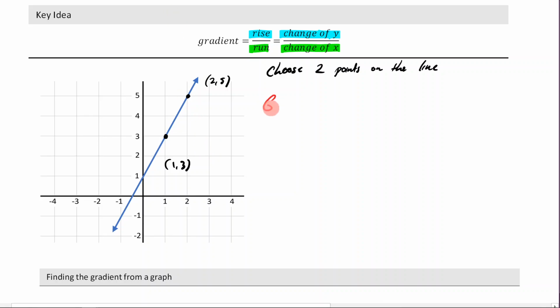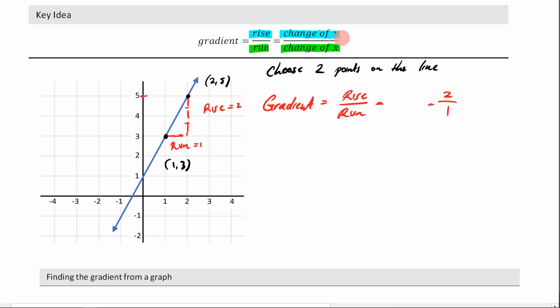So I'm going to find the gradient of this by considering my rise over my run. 1, 2. So this has a rise of 2. This has a run. There's just one spot there. So it's a run of 1. This had a rise of 2. So I'm going to put 2 here, 1 there. Also take note of this.